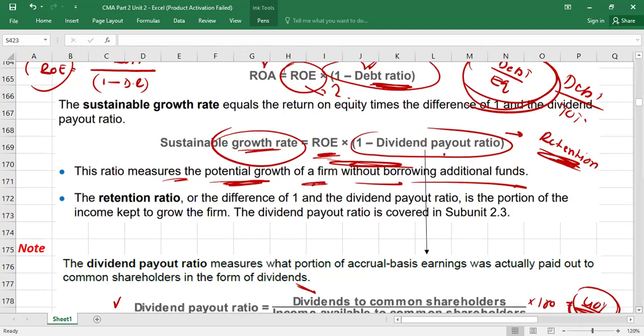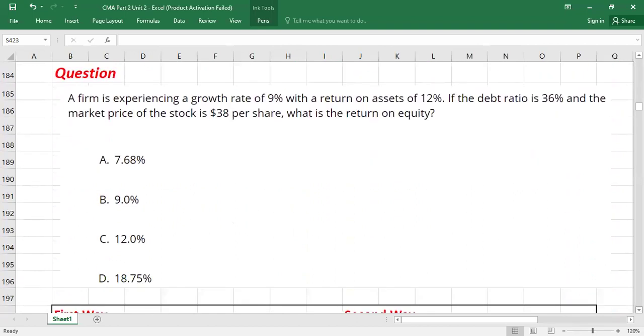Now let me show you some questions. We are going to do a couple of questions. First of all, they say a firm is experiencing a growth rate of 9%. This growth rate is given, which we were calculating just now, right? Growth rate was return on equity multiplied by 1 minus dividend payout ratio. With the return on asset, ROA, given as 12%, if the debt ratio is 36%, and the market price of the stock is $38 per share.